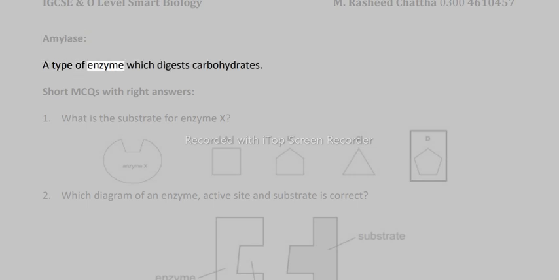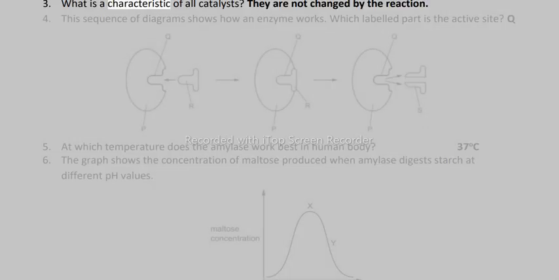Amylase, a type of enzyme which digests carbohydrates. Short MCQs with right answers. 1. What is the substrate for enzyme X? 2. Which diagram of an enzyme, active site, and substrate is correct? 3. What is a characteristic of all catalysts? They are not changed by the reaction.